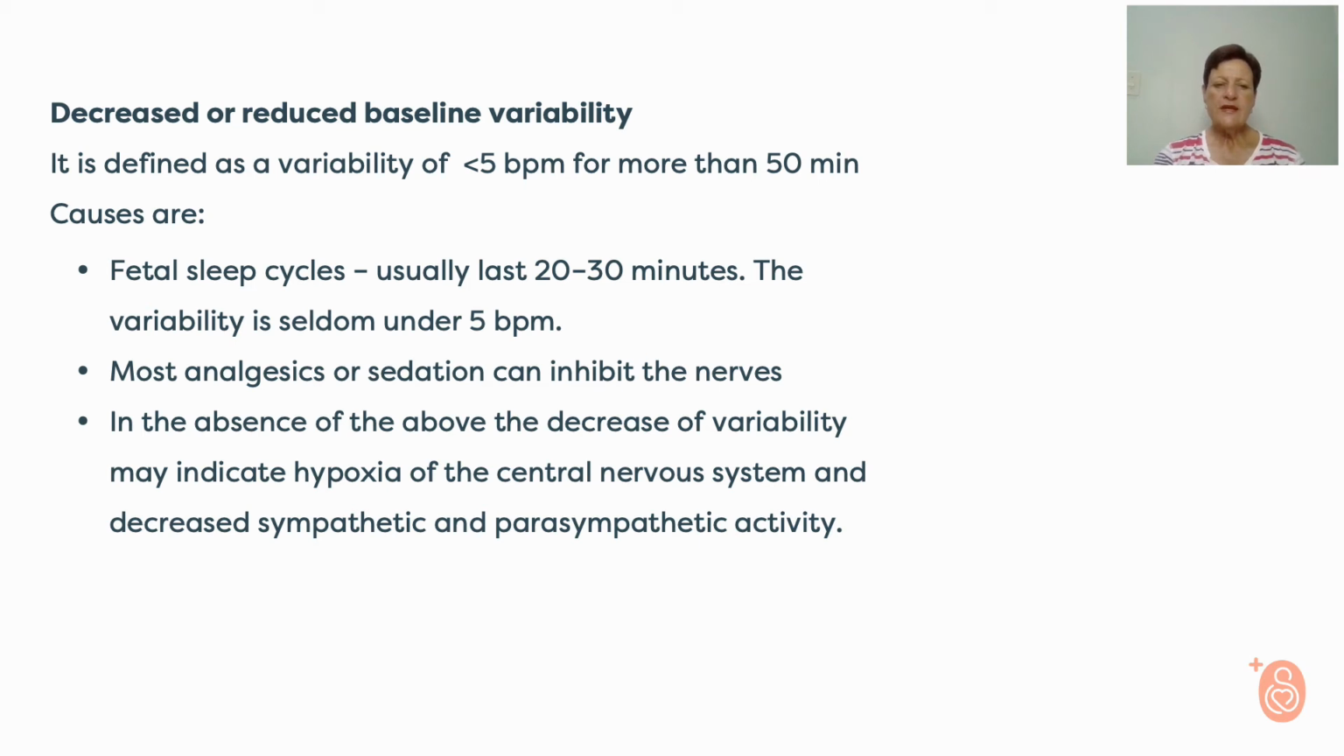Now, in the absence of any of these fetal sleep cycles or analgesics or medication that cause the decreased variability, it's highly likely that this variability or lack of variability has been caused by hypoxia. And then obviously not enough oxygen is supplied to the central nervous system, and specifically the sympathetic and the parasympathetic nervous system. And it decreased both of their activities, so it decreased the increase as well as the decrease of the fetal heart, this fluctuation in the fetal heart, and therefore a reduced variability.